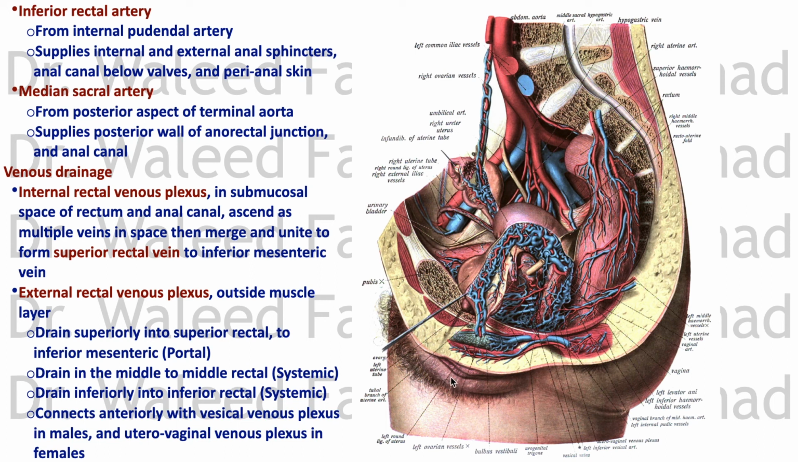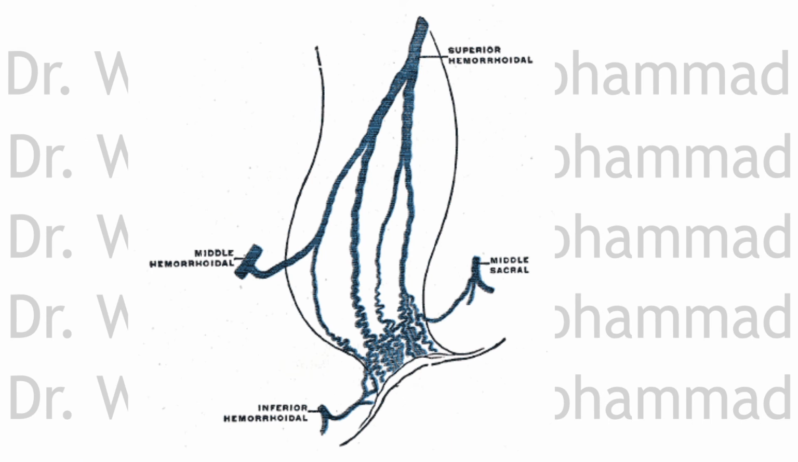The plexus connects anteriorly with the vesical venous plexus in males and with the uterovaginal venous plexus in females, as you can see here. So metastasis spreads rapidly all over the pelvis. Remember that, and because the venous plexus is connected to the spine, metastasis spreads to the spine as well. This shows you the venous drainage: superior part to the superior rectal, middle rectal, and inferior rectal. This is the site of portosystemic anastomosis, where you get hemorrhoids in patients with portal hypertension.